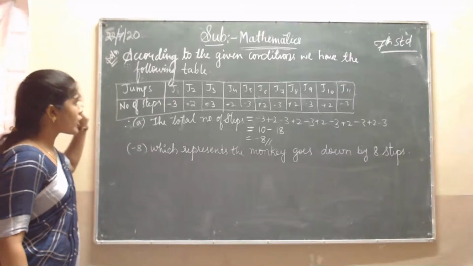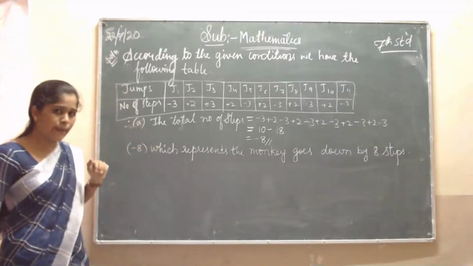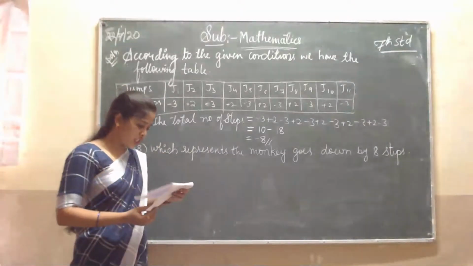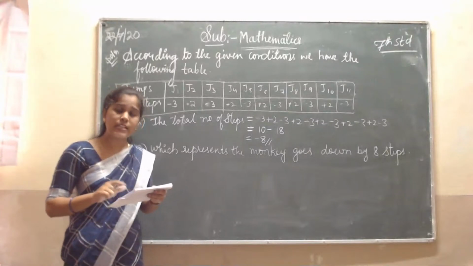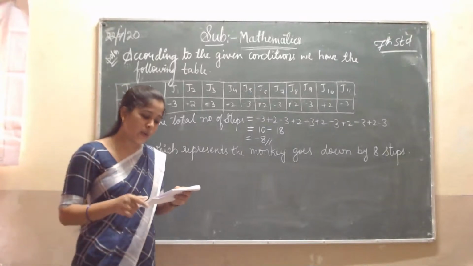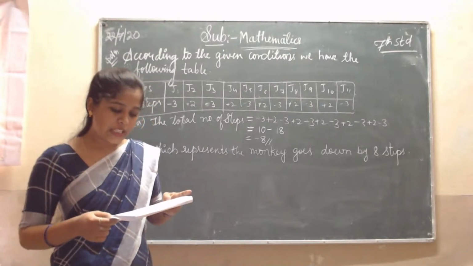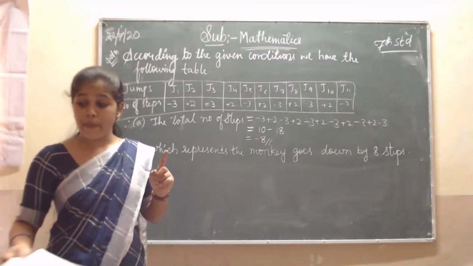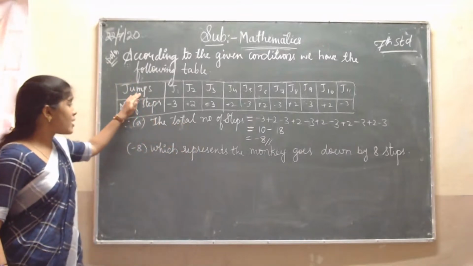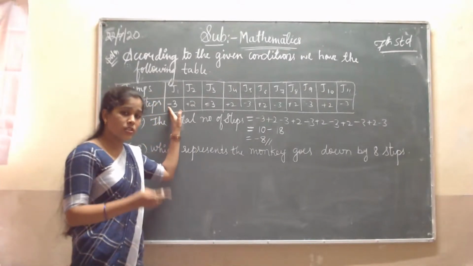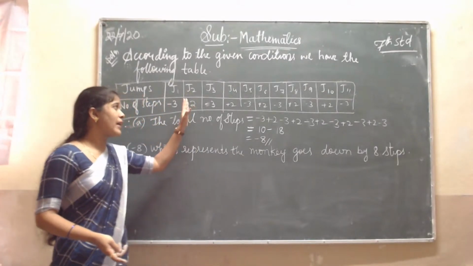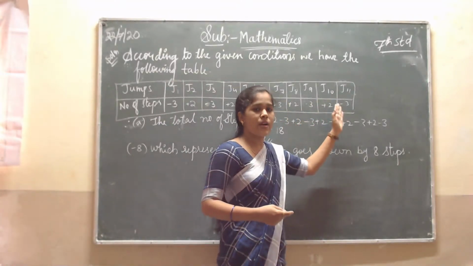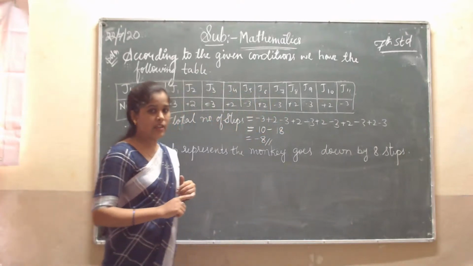Listen carefully. According to the given conditions, we have the following tables. Once again I will read that question. If the number of steps moved down is represented by negative integers and the number of steps moved up by positive integers, represent in part 1 and part 2. This is part 1. Jump 1, the monkey goes 3 steps down, and jump 2, the monkey goes 2 steps up. Same repetition of steps. At the 11th jump, the monkey is at the water level.